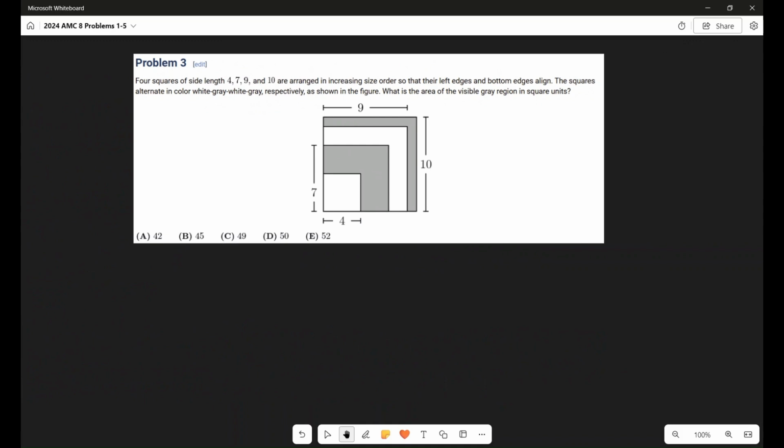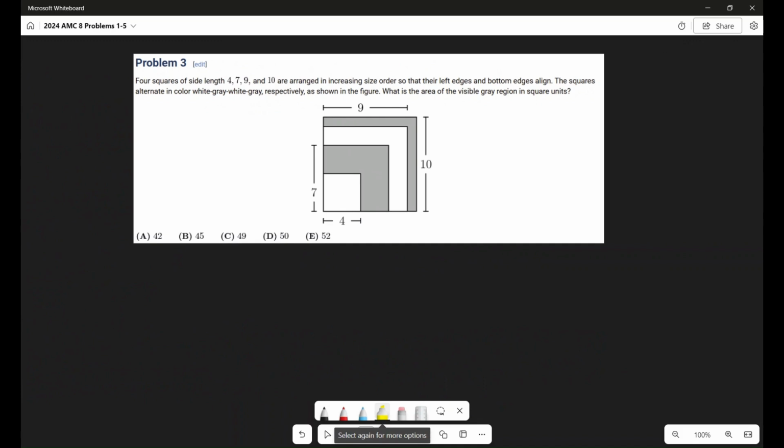Now, problem 3. 4 squares of side lengths 4, 7, 9, and 10 are arranged in increasing size order so that their left edges and bottom edges align. The squares alternate in color white, gray, respectively, as shown in the figure. What is the area of the visible gray region in square units?